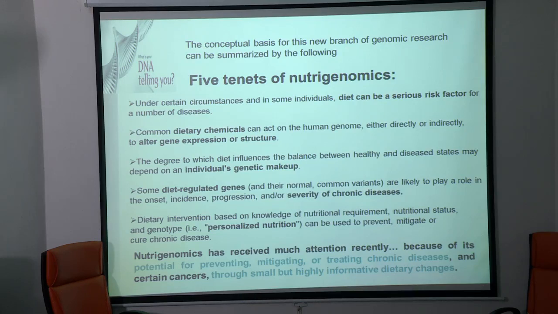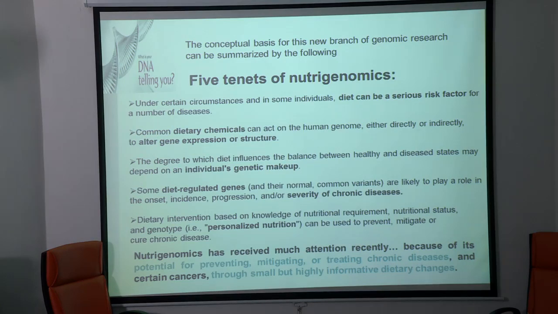The conceptual basis for nutrigenomics can be summarized under 5 basic principles or 5 basic facts, which are: number 1, under certain circumstances and in some individuals, diet can be a serious risk factor for a number of diseases. So 2 things: under certain circumstances and in some individuals, not all, right?